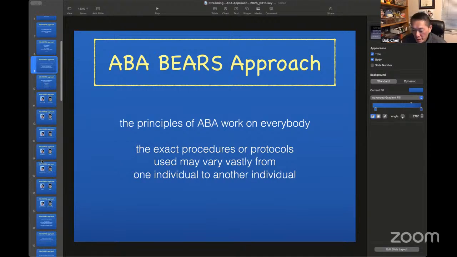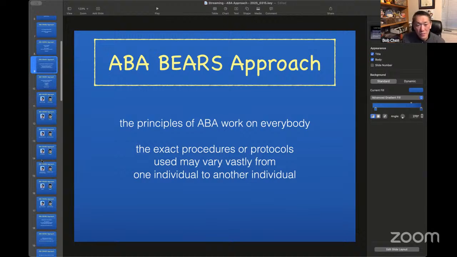Now, I don't do it maliciously, and I don't do it to further my own gains, as it were. I'm using ABA in what I consider an ethical and responsible way, which is helping to improve everyone's lives. The exact procedures or protocols that are used can be very, very different from one individual to another, which makes ABA a little bit confusing for somebody brand new to it.